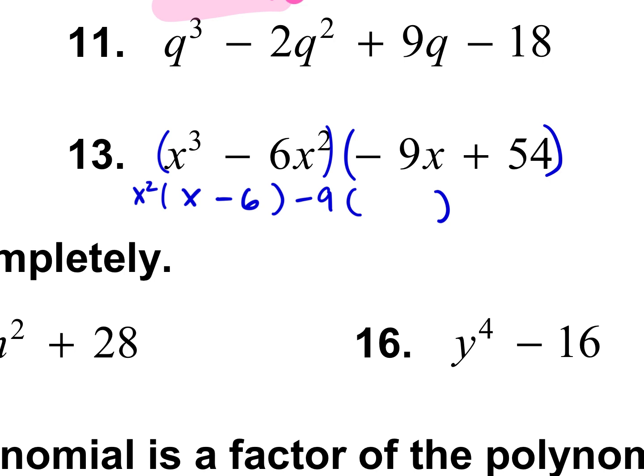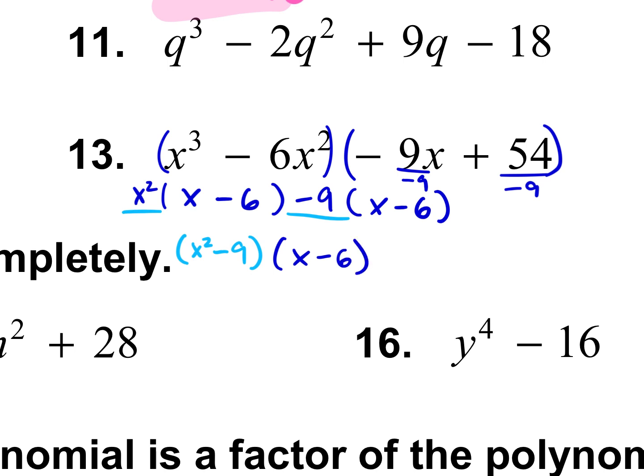Perfect. Our parentheses have to be exactly the same, so we need the signs to switch, so we're going to take out a negative 9. So what are we left with when we take out a negative 9? X minus 6, because remember, when we divide this by negative 9, it turns into negative 6. So now let's put the outsides together. What would go into our first set of parentheses? X squared minus 9. And then the insides go together as x minus 6.